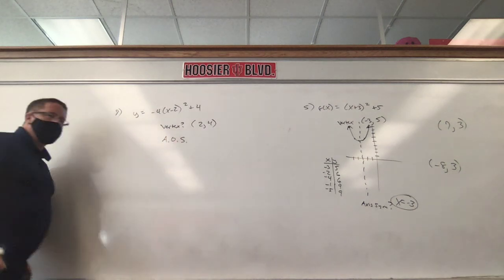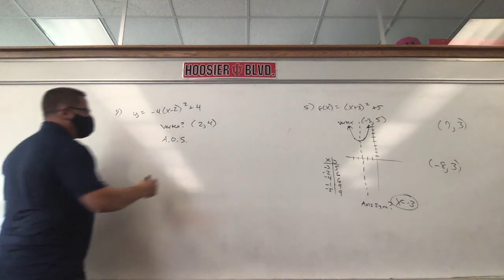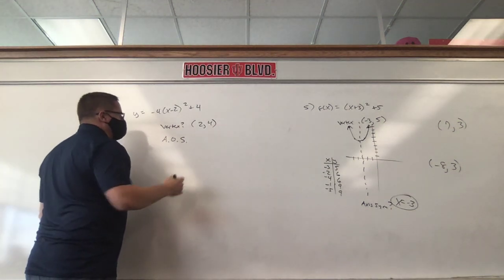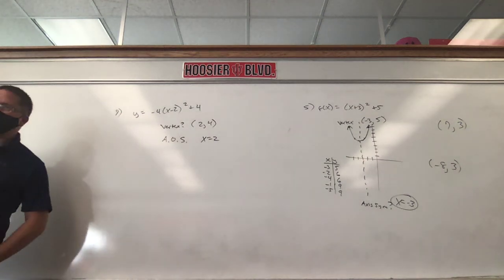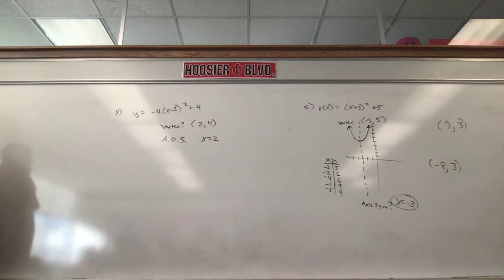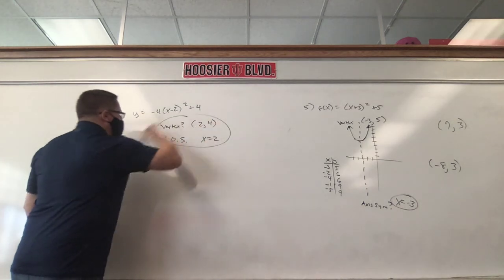You guys know what AOS is? Axis of symmetry. I'm lazy. What's the axis of symmetry? x equals 2. How come it's not x equals 7? Because x isn't 7. x is 2. Okay? All right. Now we got to graph this thing.